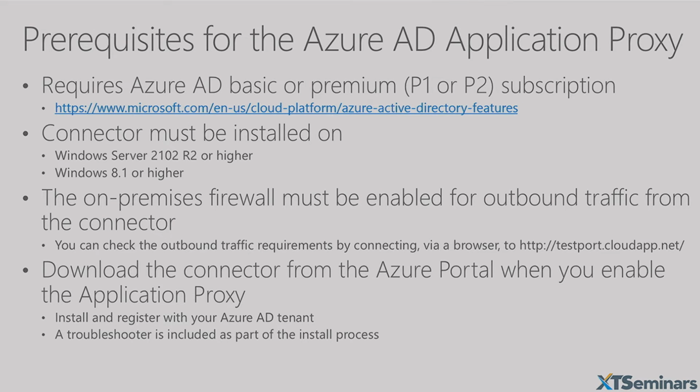How do we get the connector itself? We download that from the Azure portal. And you install it, and then you register it with your Azure AD tenant. And if you're not familiar with the name tenant, when you create an instance of an Azure AD, that is referred to as a tenant.